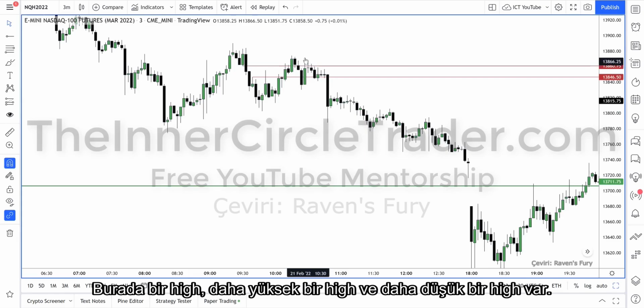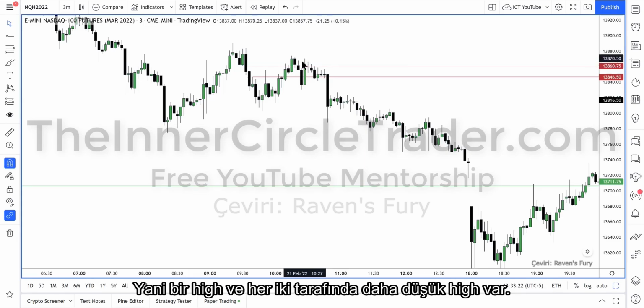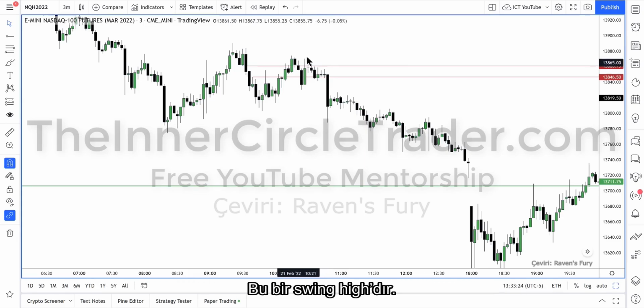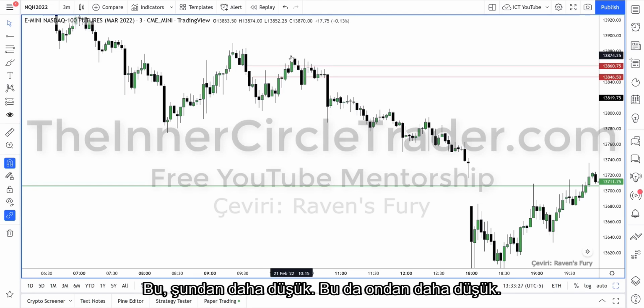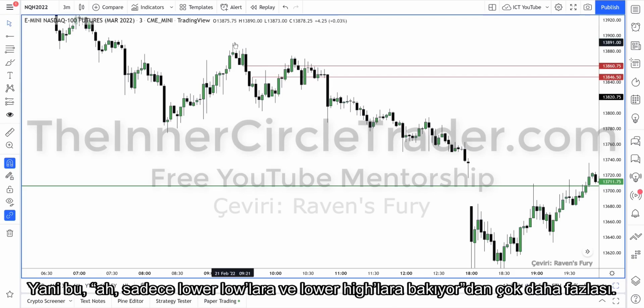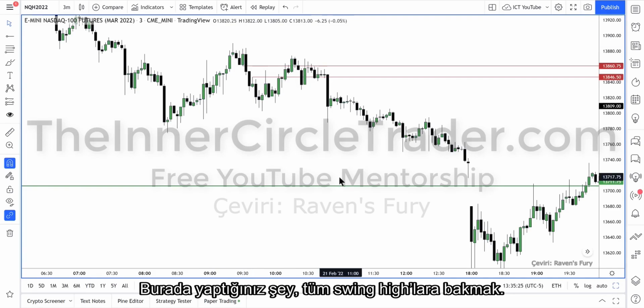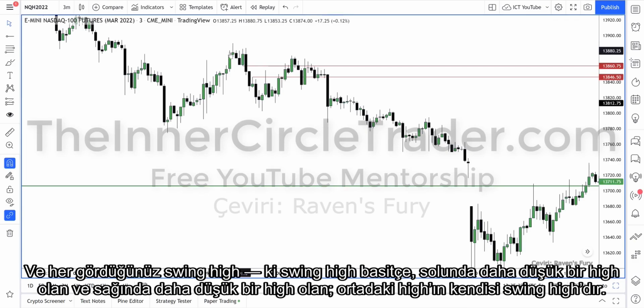We have this high, a higher high, and a lower high. So we have a high with a lower high on either side of it. That's a swing high. That is lower than this one. That is lower than that one. So it's far more than just, oh, he's just looking at lower lows, lower highs. What you're doing is looking at all the swing highs. And every time you see a swing high, and a swing high is simply a high that has a lower high candle to the left of it and a lower high candle to the right of it, the one in the middle, that's your swing high.